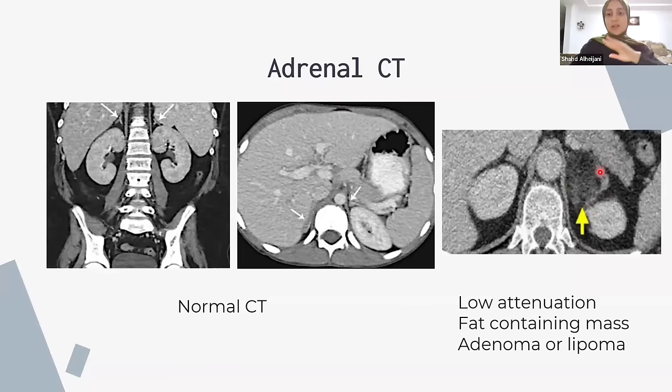It's not as much as air. It's not completely black, but it's low attenuation. So it's usually a fat-containing mass. This is usually called an adenoma or a lipoma. So an adenoma or a lipoma in the adrenal glands will look like this. It's a low attenuating mass.